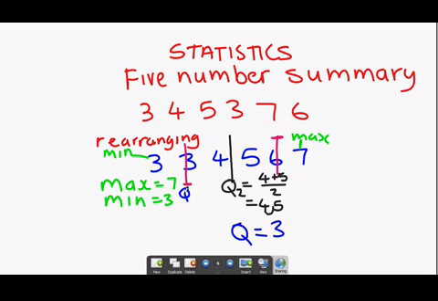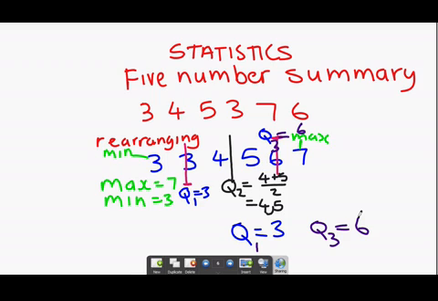This is quartile number 1, which is equal to 3, and this is quartile number 2, which is 4.5, sorry. This is quartile number 3, which is equal to 6. So quartile number 1 is that one, and quartile number 3 is equal to 6.